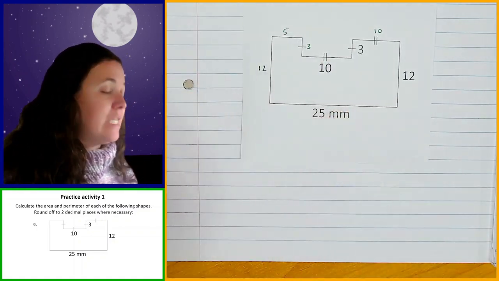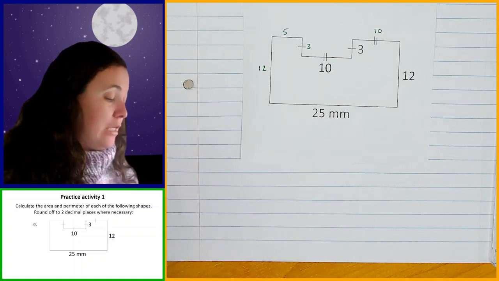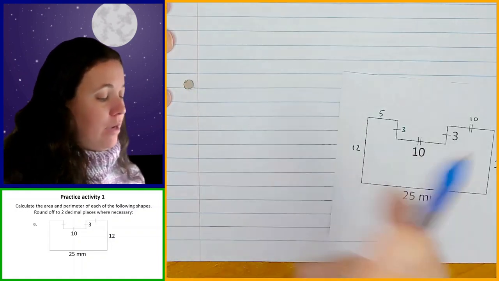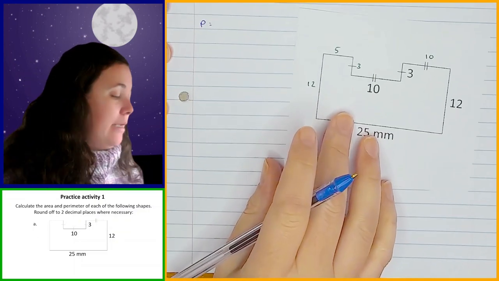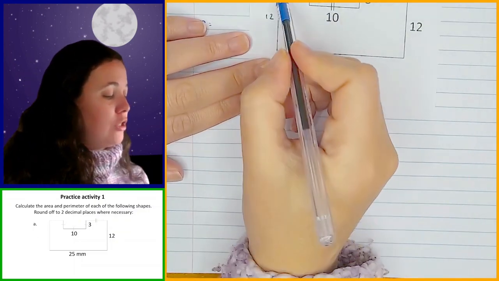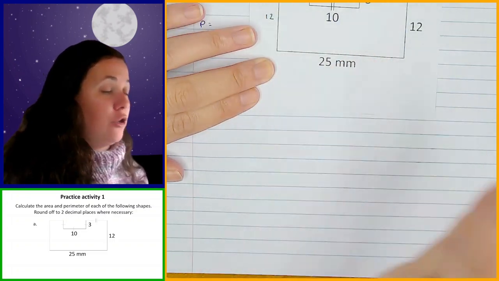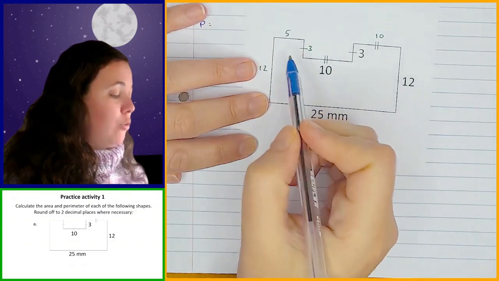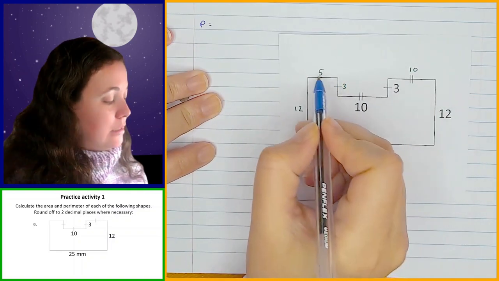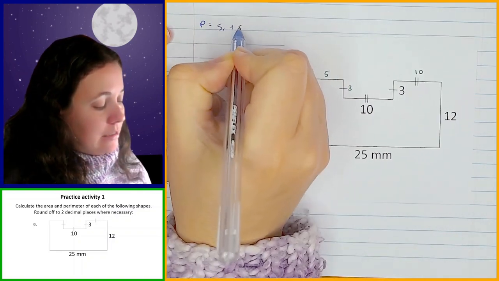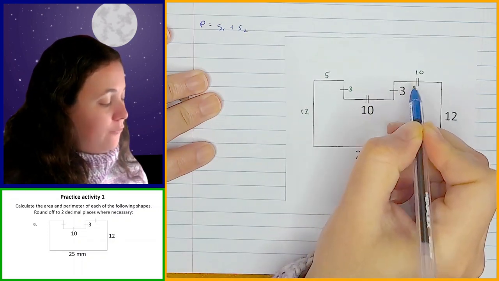Okay, so now we need to work out the perimeter of this shape. For this one, I'm just going to go around the shape because there aren't too many that are the same as each other. So I'll start over here and I'll go 5. So that's side 1 plus side 2 plus side 3 plus side 4 plus side 5.